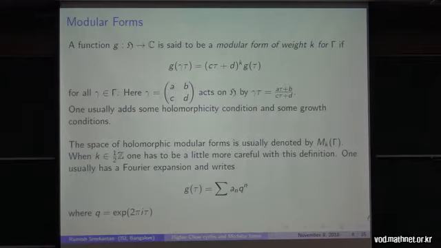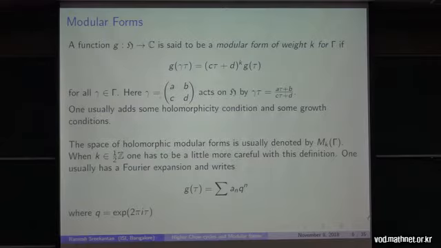You can also allow k to be a half integer, and define the space of modular forms of half integer weight. But then half integer means you're taking c tau plus d raised to k, where k is a half integer, so you have to be more careful because you're taking square roots, and you'll worry about plus or minus and so on. But let's brush all those things away and let it be.